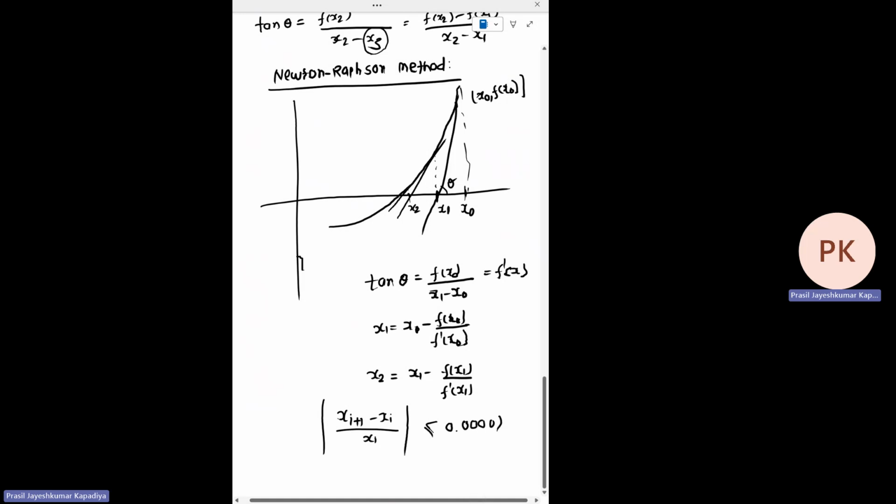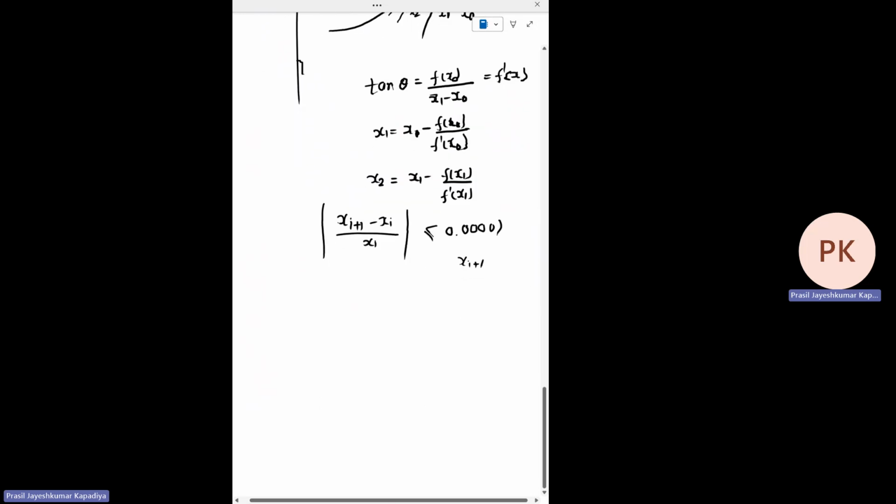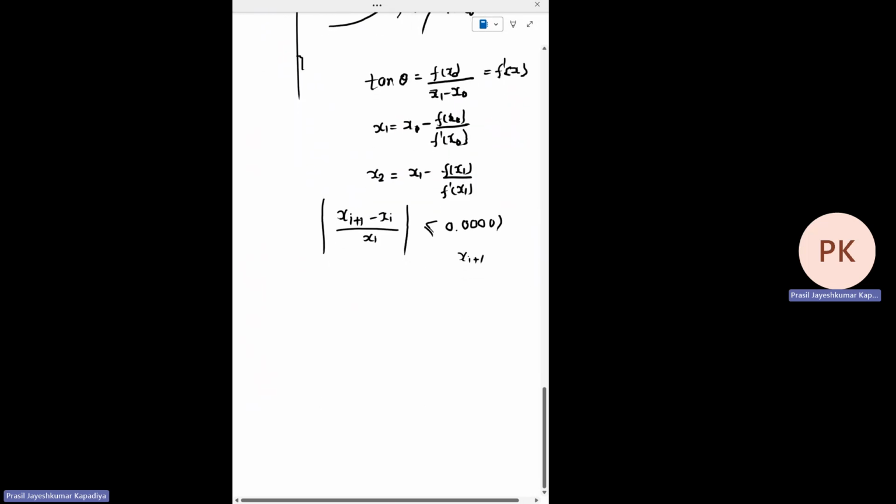So at this point I will stop and I will say that my x of i plus 1 is my solution. So this is how the Newton-Raphson method works. So let's first understand one pseudo code for Newton-Raphson method.